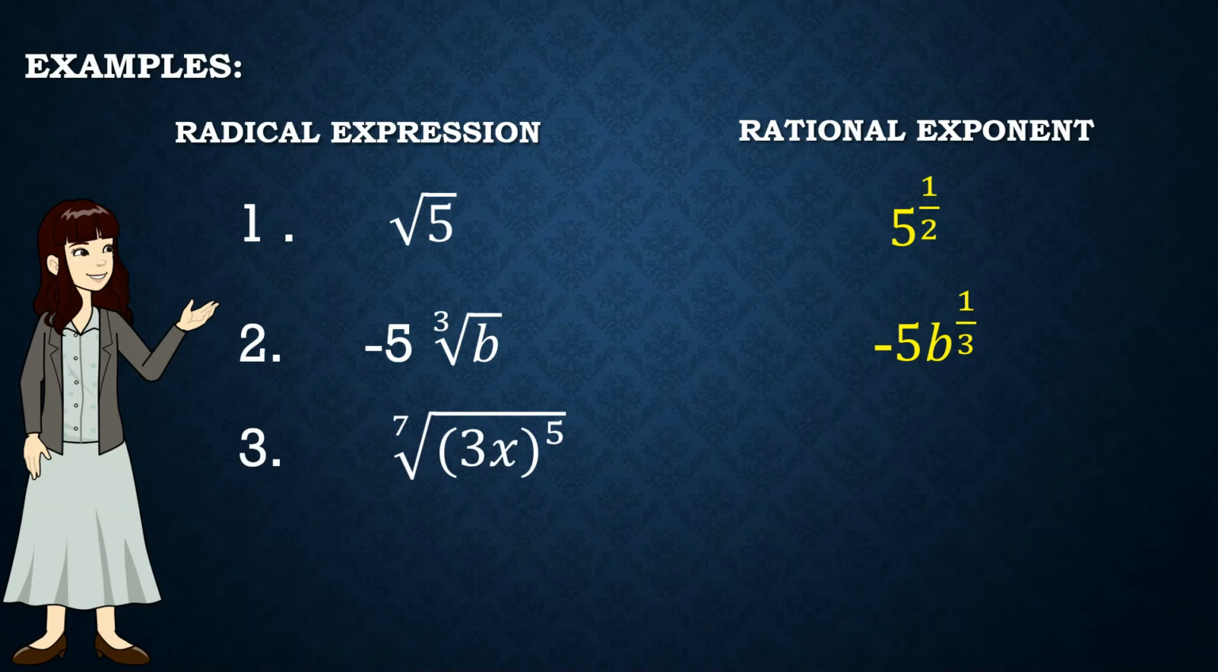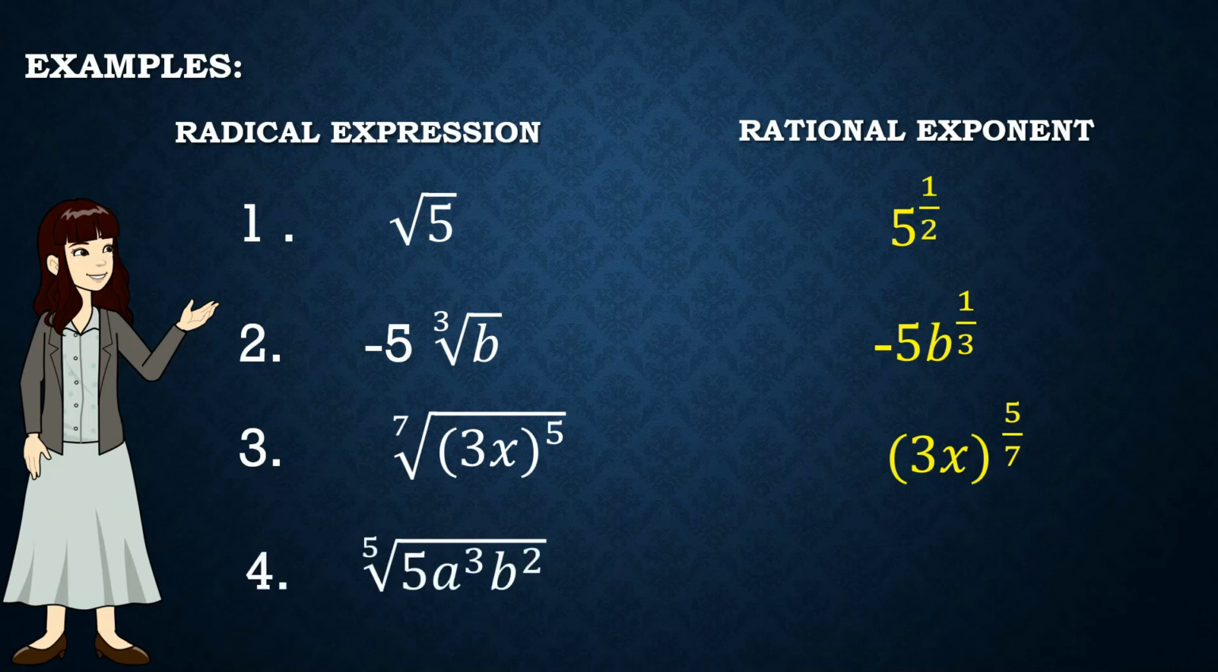Number 3, the 7th root of the quantity 3x raised to 5. We write it as the quantity 3x raised to 5 over 7. Your denominator is your index and your numerator is the exponent of the radicand. Number 4, the fifth root of 5 a cubed b squared can be written as 5 raised to 1/5, a raised to 3/5, and b raised to 2/5.